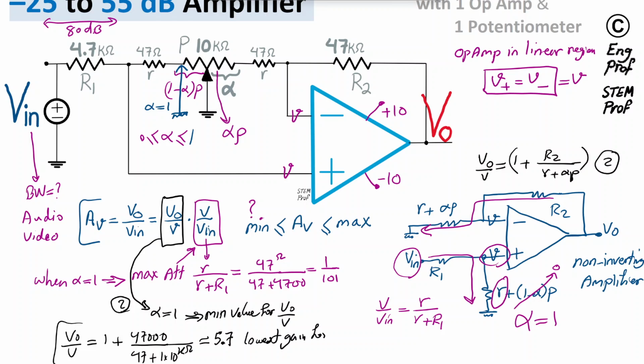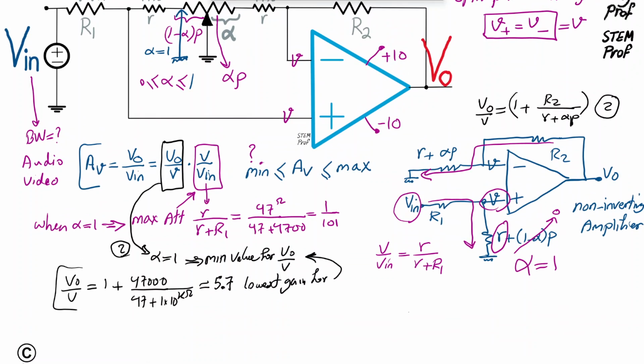for V out over V. So now we can say what AV total is, because we found these two components of the voltage gain for the scenario where the wiper is at this position, which means alpha is 1. In that case, we get AV, let me write it here, roughly equal to 5.7, that's the first portion, times 1 over 101. If we compute this, it turns out to be roughly 0.056.